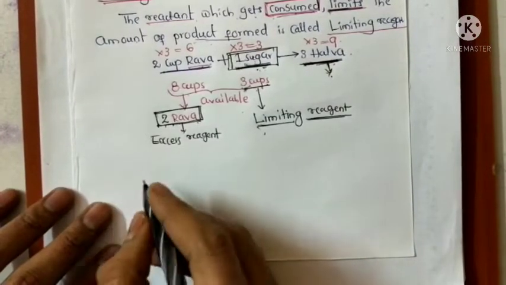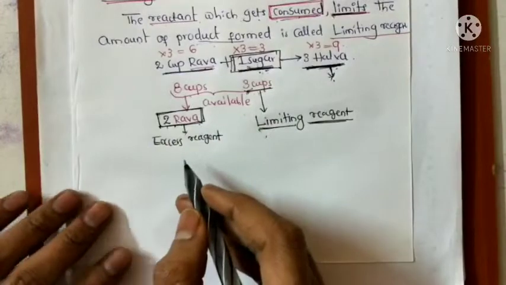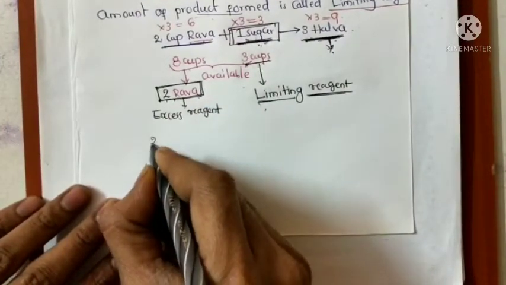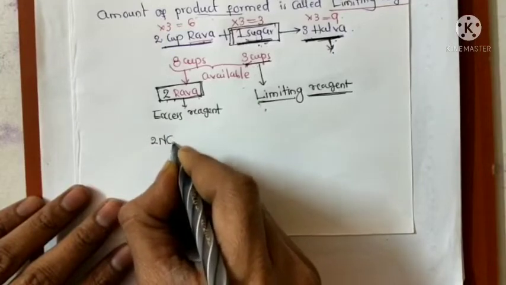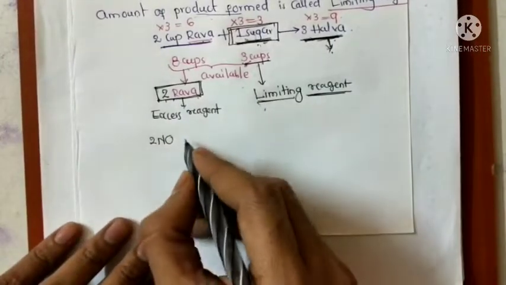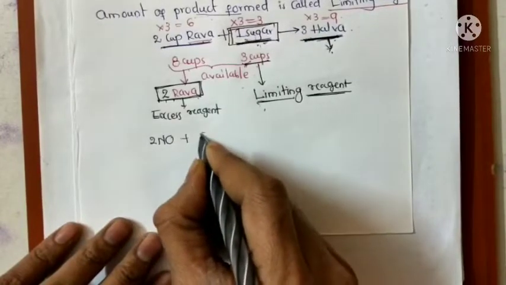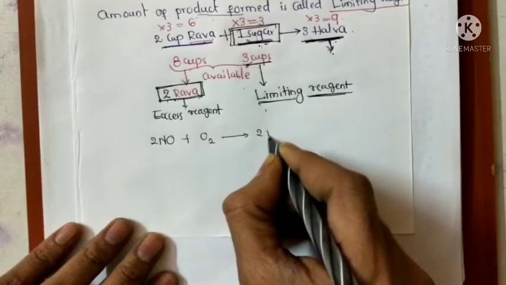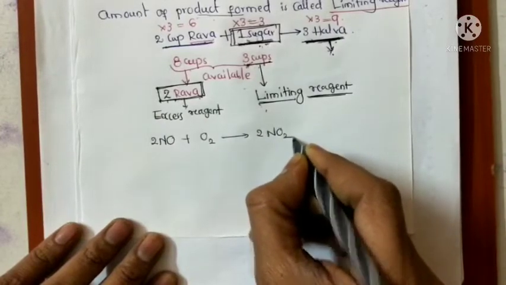In the next example, this is also applicable for the reaction. So for example, here 2 moles of nitrogen monoxide is reacted with oxygen to form 2 moles of NO2.